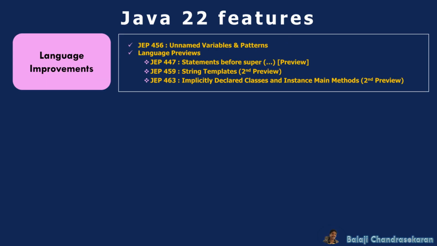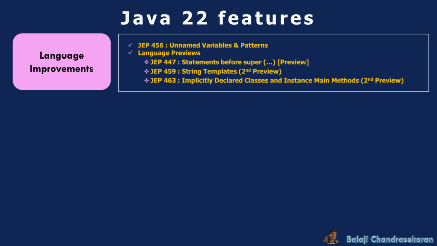Now I will briefly discuss the features introduced in JDK 22. As part of the language improvements, the JEP 456 unnamed variables and patterns feature is introduced to improve the readability when a variable declaration or a nested pattern is required but not used. It is achieved by the inclusion of the underscore character.